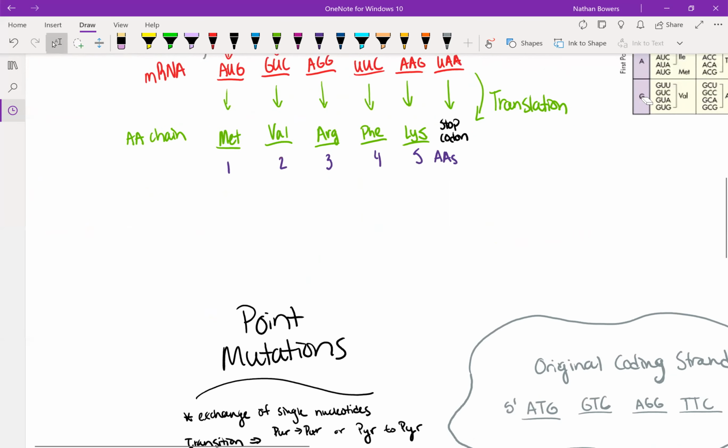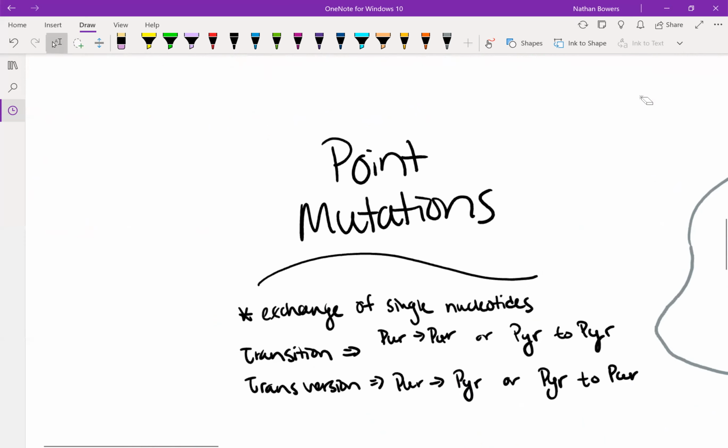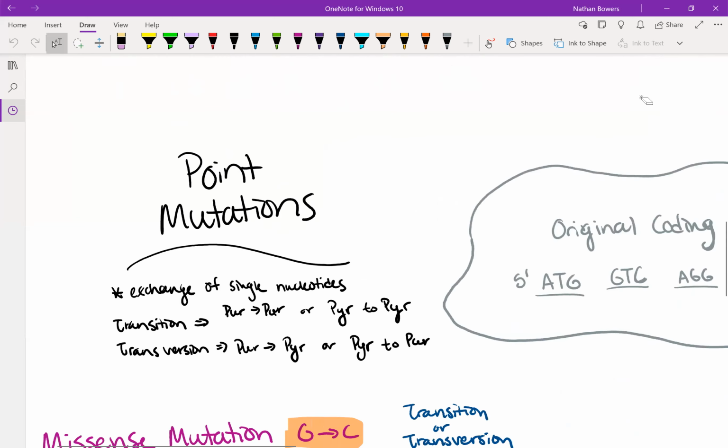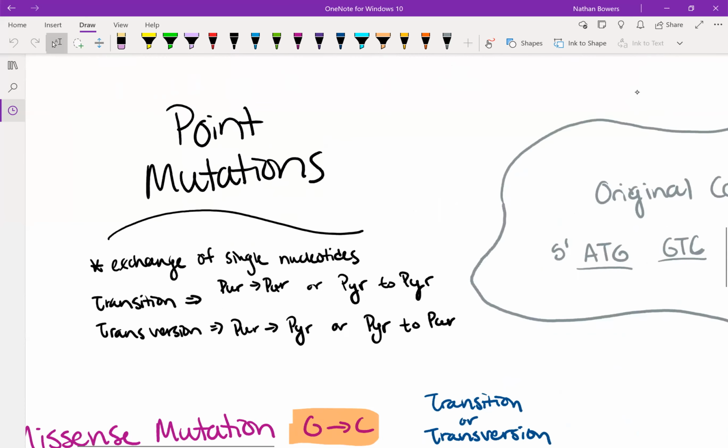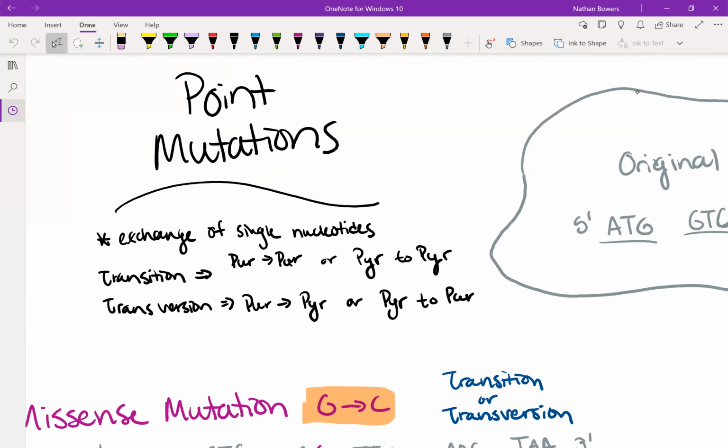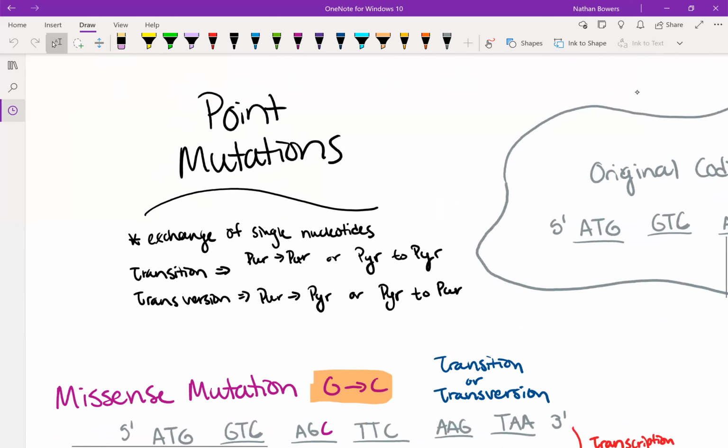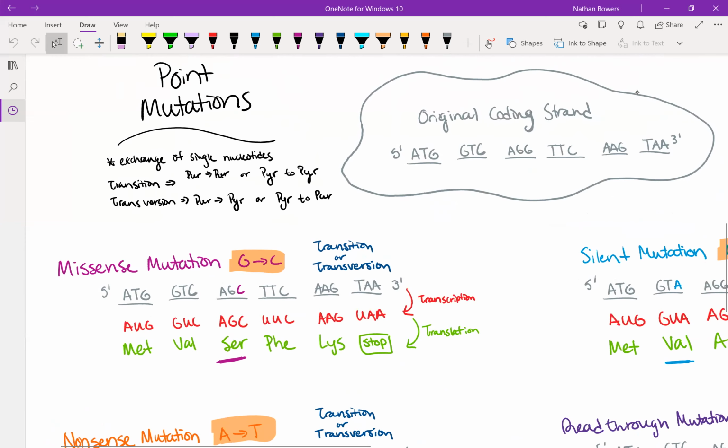But mutations can occur, specifically point mutations that we're going to be talking about in this video, which are exchanges of nucleotides, which can affect the products of translation. A transition point mutation is when you change a single nucleotide from a purine to another purine, or a pyrimidine to another pyrimidine. A transversion is when you change a purine to a pyrimidine, or a pyrimidine to a purine. Here we have our original coding strand, so we can compare.